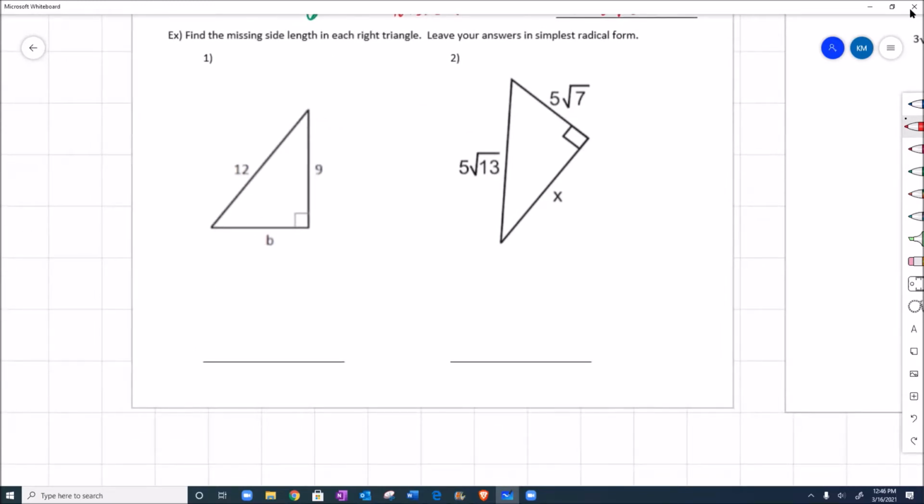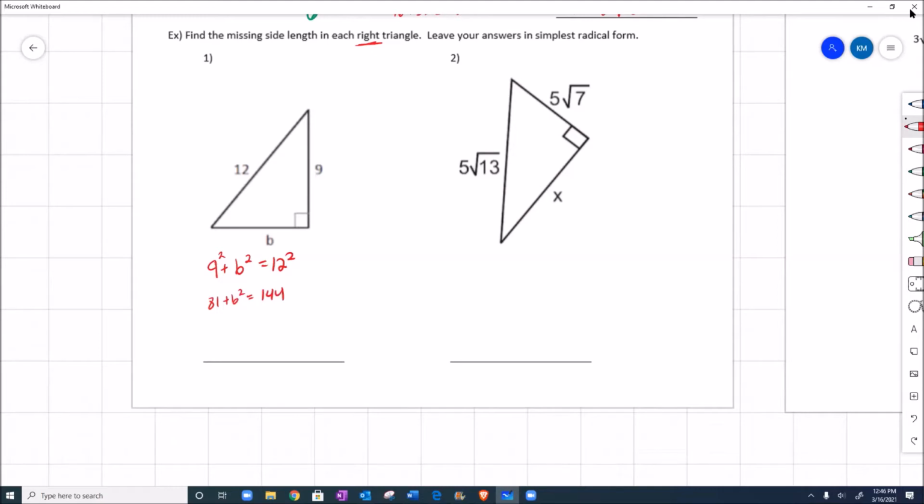Next example says, find the missing side lengths in each triangle. Leave your answer in simplest radical form. Right triangle, important to know, so we can use the Pythagorean theorem. In this first problem, notice that we're given the hypotenuse. As we set this up, we have 9 squared plus b squared equals 12 squared. Our hypotenuse is still on the side by itself. So 81 plus b squared equals 144.